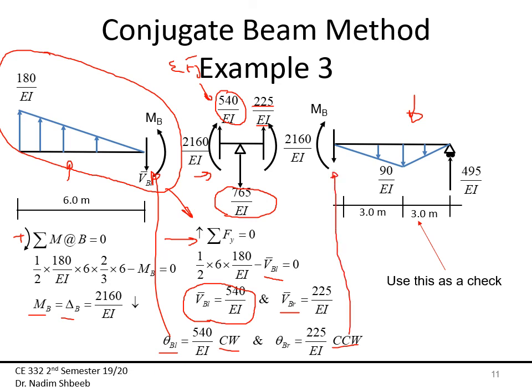Okay, now this part, the right part, here I can use that as a check. If I take the moment about B equals 0, I can find MB, which is going to be 2160 over EI, and I can find again also VB right, which is also going to give me 225 over EI. Okay, and this will end the conjugate beam method.